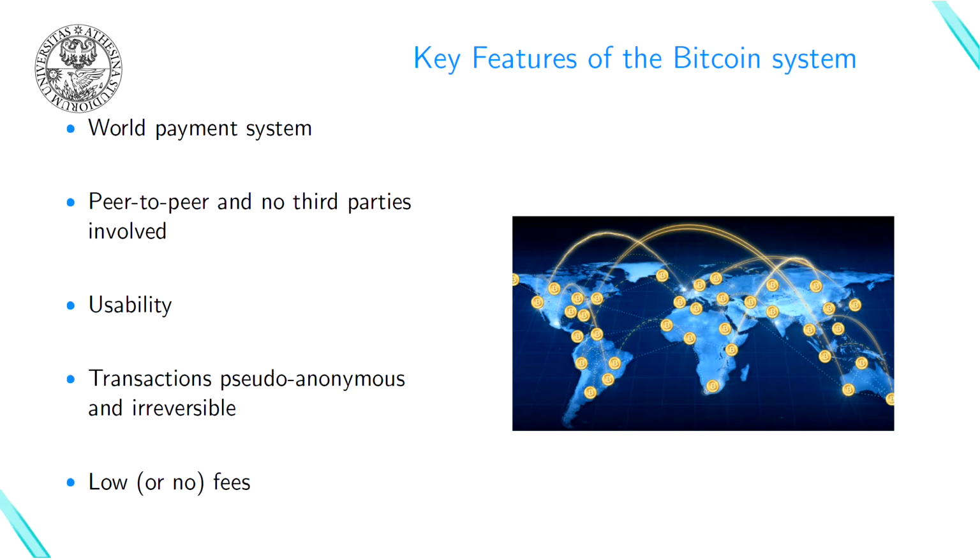Bitcoin is a peer-to-peer system spreading all around the world. In particular, it is a payment system in which no third parties are involved. Anyone can easily spend or receive Bitcoins. The payments using Bitcoins are pseudonymous and irreversible. Moreover, unlike traditional payment systems, the fees required to execute a transaction are very low.